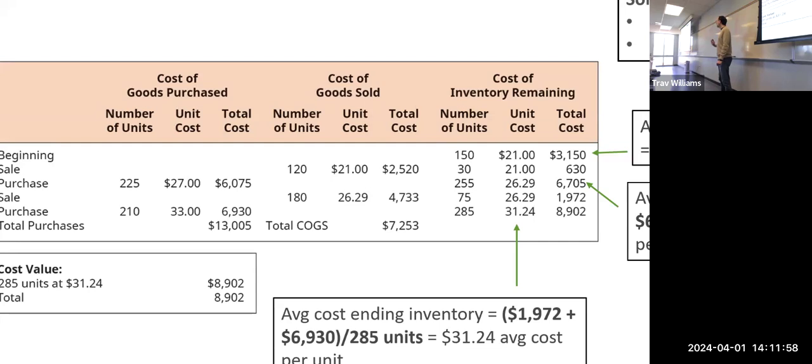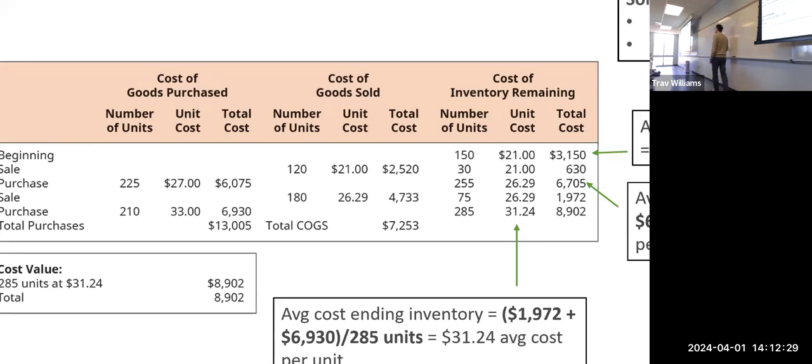What did we have to do before? We should take our previous cost, this $1,972, add the new cost for the new purchase to get a total cost, and then divide by what? Total number of units, right? We had 75, we just bought 210 more, so that's 285. The total cost divided by total number of units gets us a new weighted average.